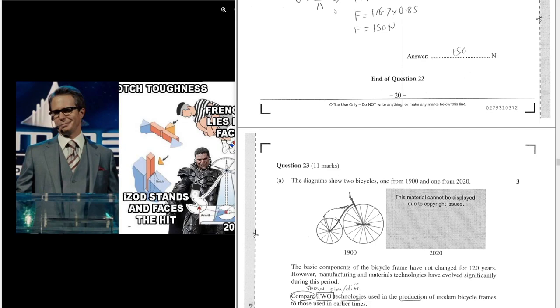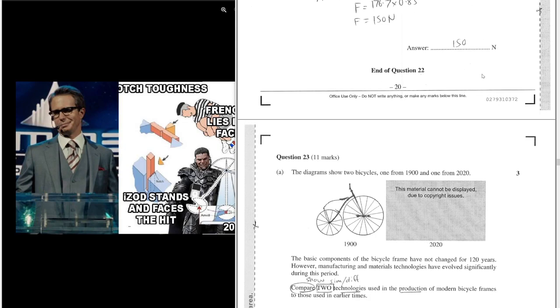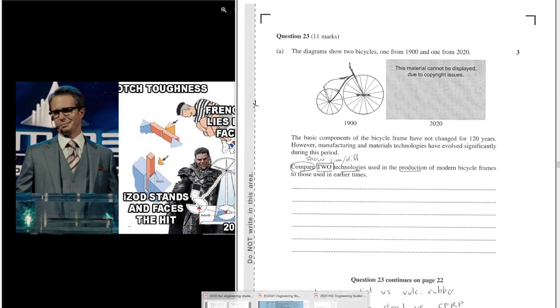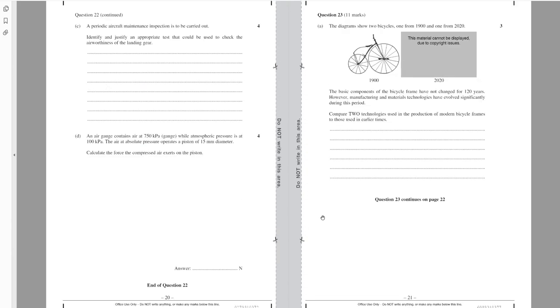Stress equals force over area, so we can rewrite that as force equals area times stress. Boom, that gives us our answer. Okay, we've got a bike. It says that, a couple of pages down, bike.